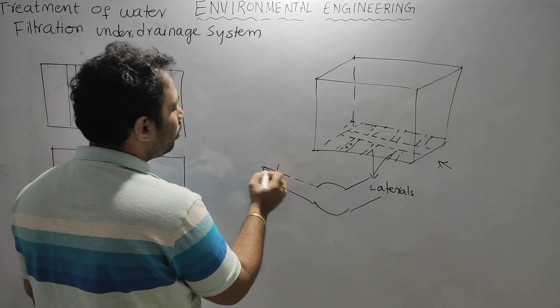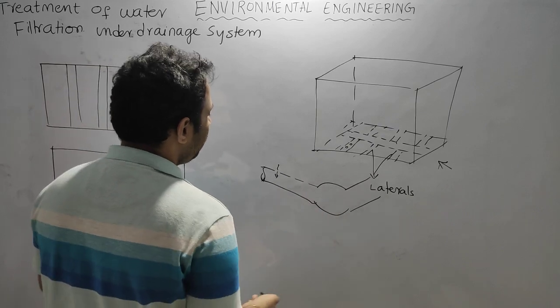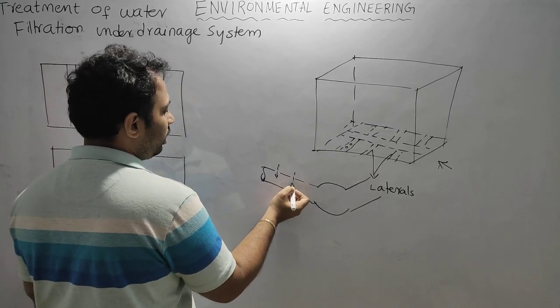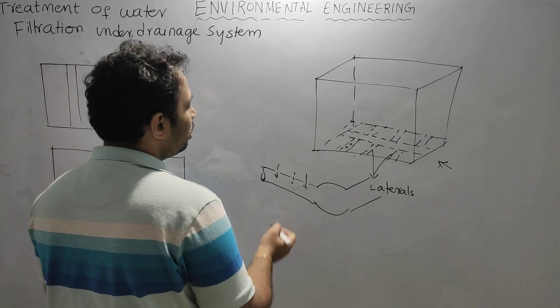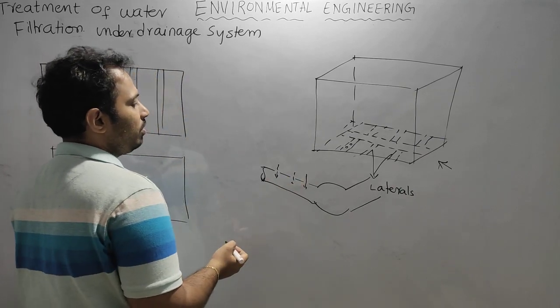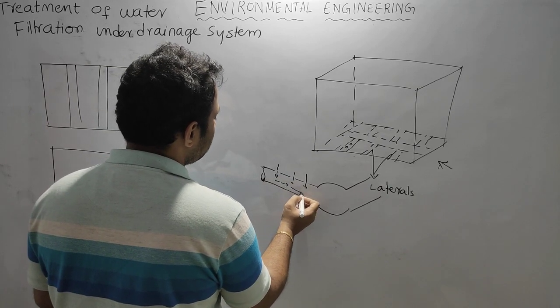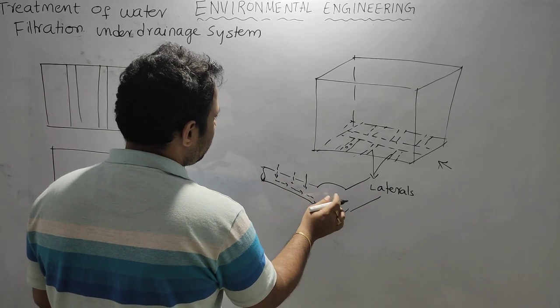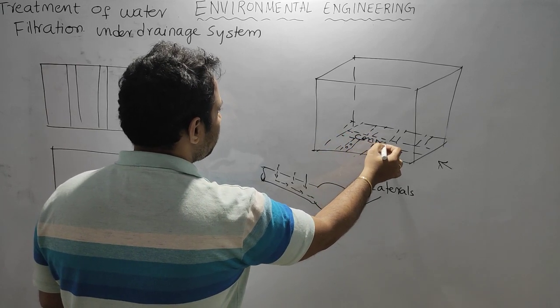These pipes are open only at the top. They won't be open at the bottom. If they were open at the bottom, the water would go out and wouldn't enter the central drain. So the water coming from the filtration enters the perforations, then enters the pipe and travels like this. It enters into the central drain. This is the central drain.